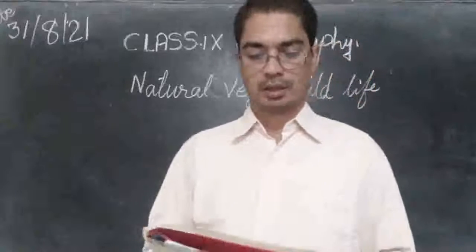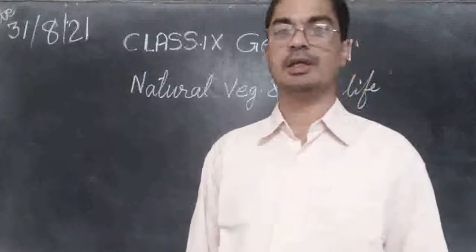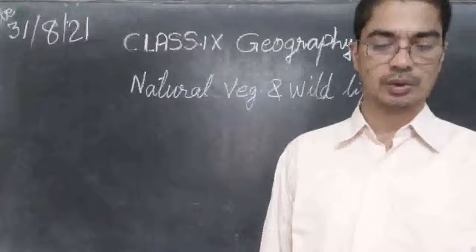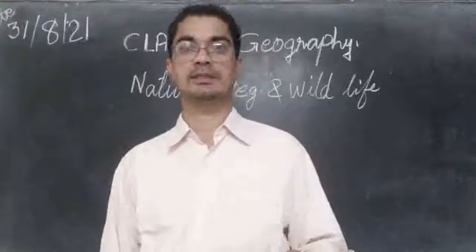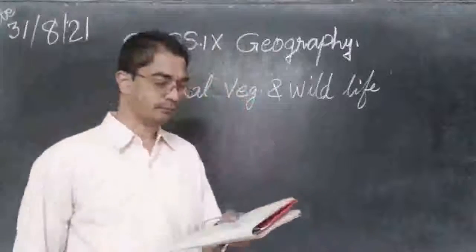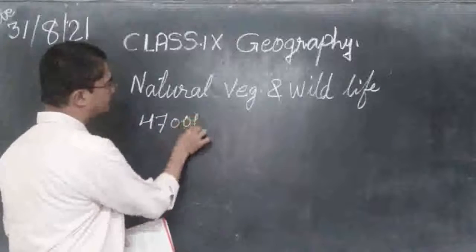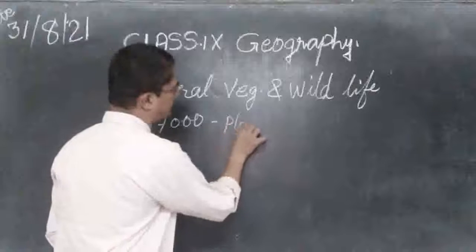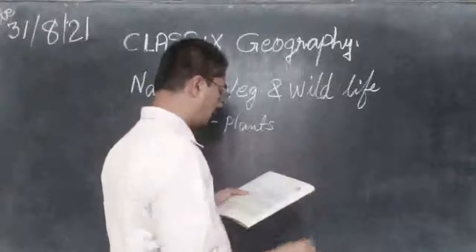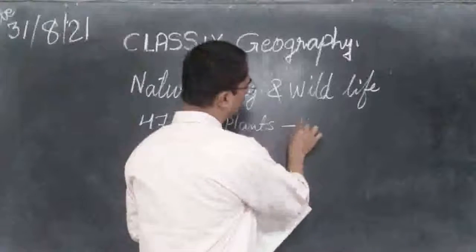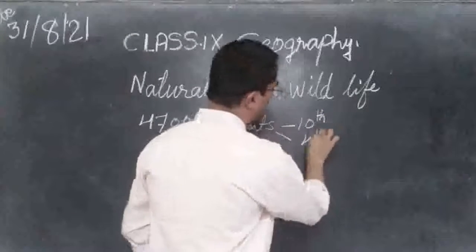Then with about 47,000 plant species, India occupies 10th place in the world and 4th in Asia in plant diversity. So if you consider only the plants that are growing there, we have 47,000 plants in India, and therefore in the world we are 10th, and in Asia we have 4th position.